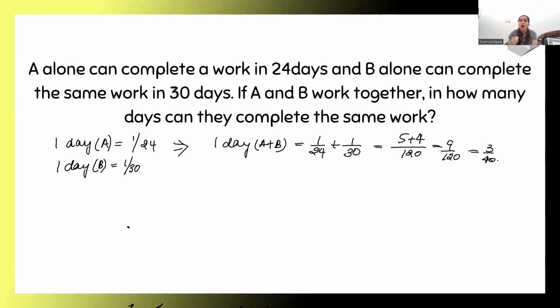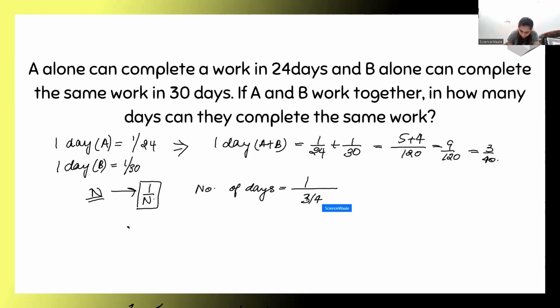But they have asked us in how many days will they complete the work. So we know that if a work is done in n days, then the 1 day work is 1 by n. Now here we have the 1 day work. We need to find out the number of days they'll take. So number of days they will take is 1 by 3 by 40, which is nothing but 40 by 3 days. So they will take 40 by 3 days to complete the total work. All right. Now moving on to the next question.